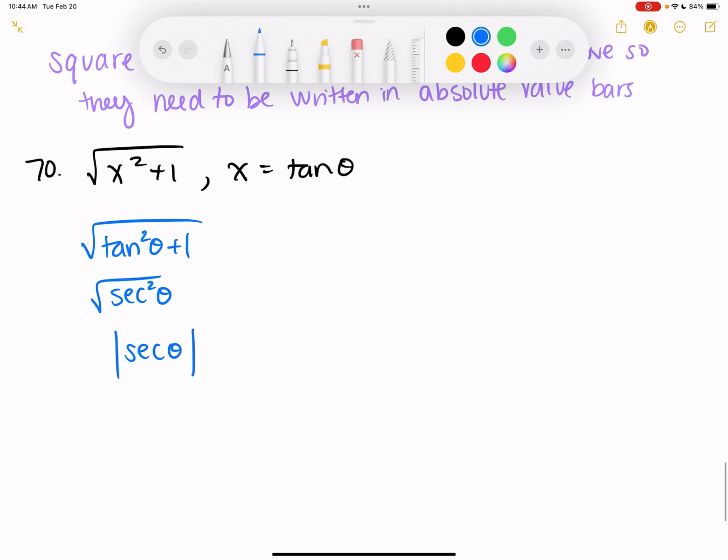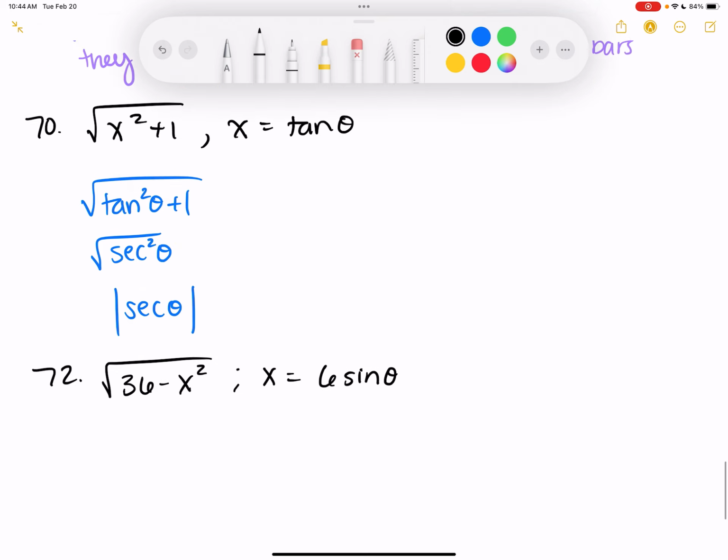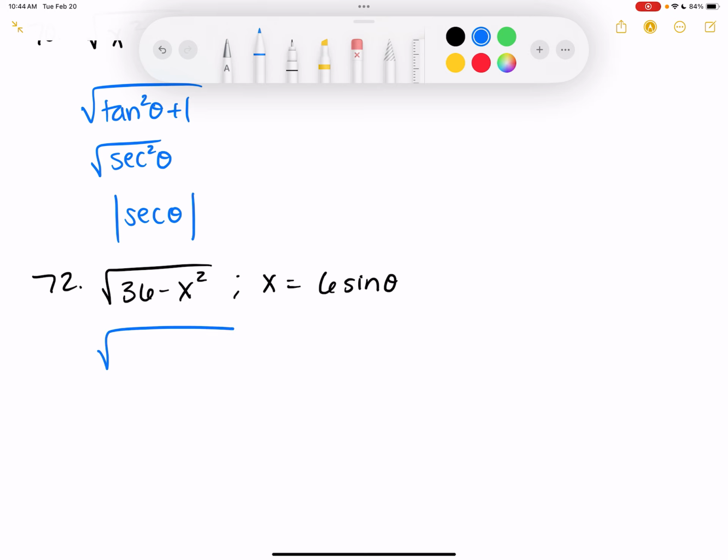So if it's something like 72, the square root of 36 minus x squared, and they tell me that x is equal to 6 sine of theta. That means the way this gets written would be the square root of 36 minus, and then in parentheses, 6 sine of theta squared. Now, I'm going to be obnoxious and write out every step. You wouldn't have to write out all of these steps. It would be the square root of 36 minus 36 sine squared of theta.